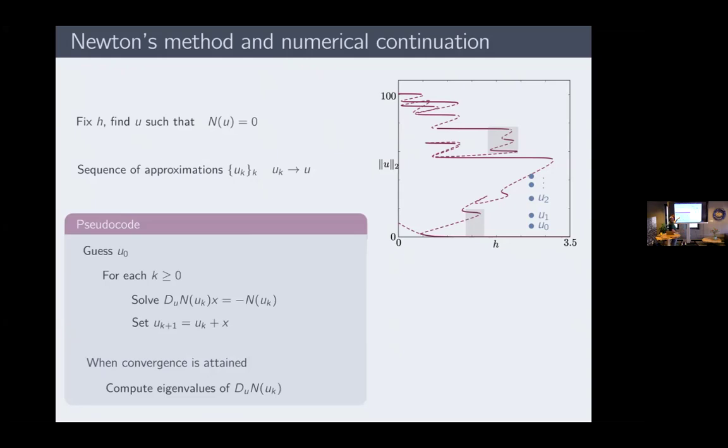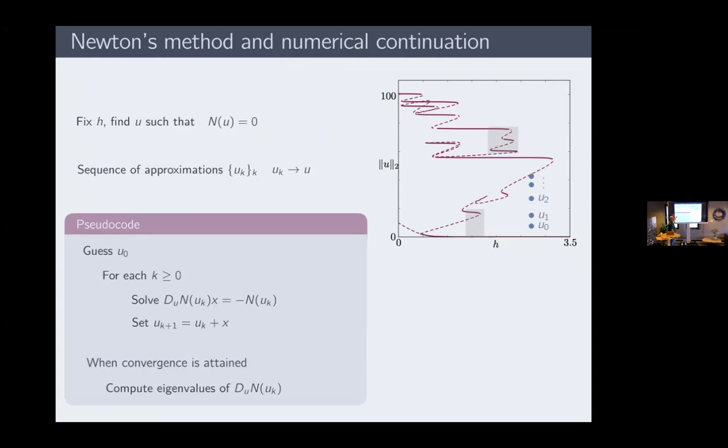And then what do you do at each k? Well, if you have to solve the problem N of U equals 0, what you do is you update. My best advice is to not look at the first line, but just look at the second line. You get your next solution by summing to the previous approximation a vector x. And this vector x is the solution to a linear problem. This looks horrible, but basically this thing here is a matrix, the Jacobian matrix evaluated at U_k, but it's just a matrix. And this one is just a vector because it's now N evaluated at U_k, with a minus.